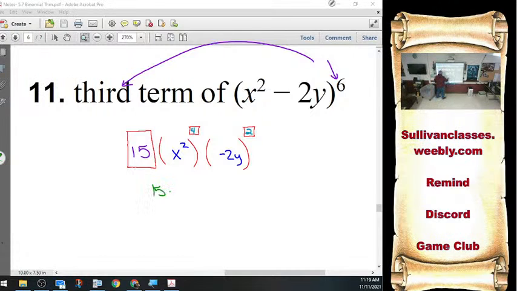Now that I'm here, it's 15 times x to the 8th times 4y squared is 60 x to the 8th y squared. Okay? Y'all good? All right, we don't need to do any of the others. We're good.